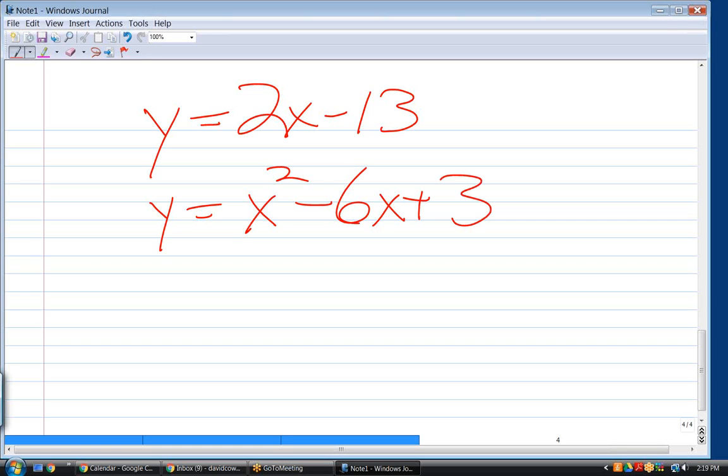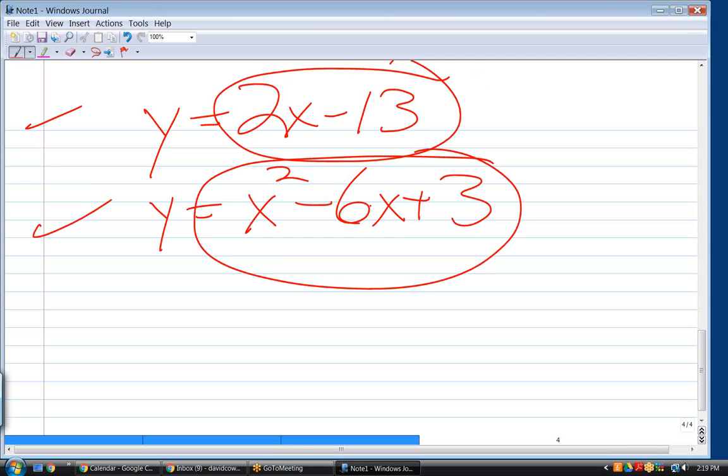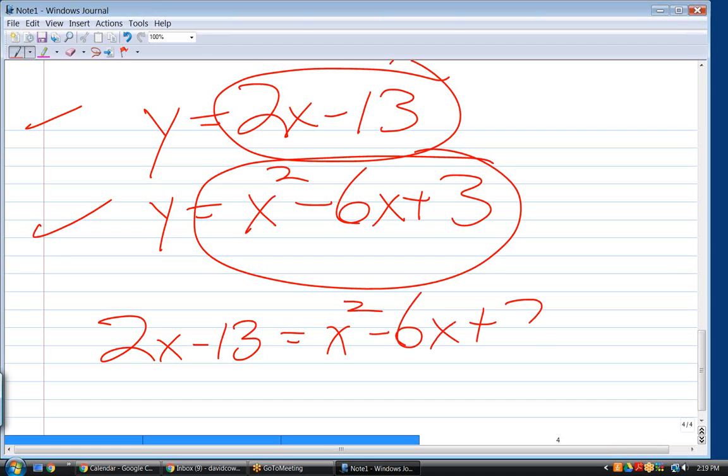Okay. When you have a system of two equations and two unknowns, and both equations are in terms of one variable, the easiest way to solve it is to set this equal to that. Because they're both equal to y. If they're both equal to y, then they must be equal to each other. And now solve that quadratic.